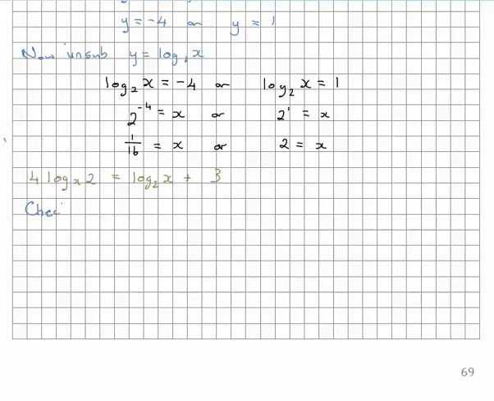I'm going to check by substituting in those two values for x. So first I will check x equals 1/16 in that original equation. Let me write down everything here, except I'll leave the x's out and write them in later in a different color. So on the left hand side, 1/16 is the base, log to the base 1/16 of 2 times 4, and on the right, log to the base 2 of 1/16 plus 3.